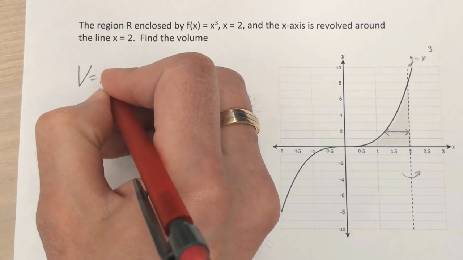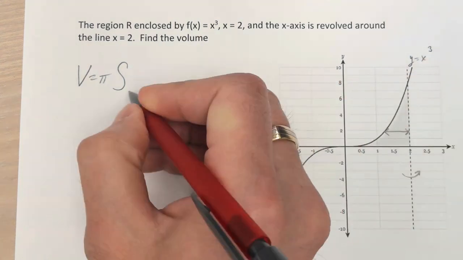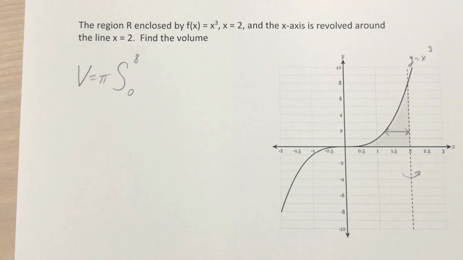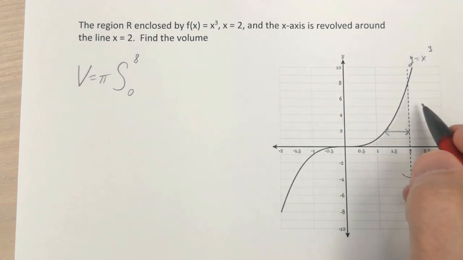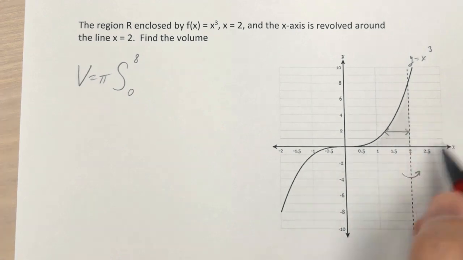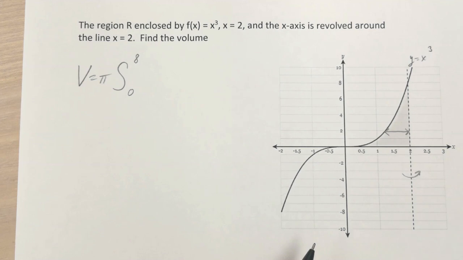So my volume is going to be pi integral. It's going to slide up and down, remember. Remember, those are y's, so it's going to slide from 0 up to 8. And then it's going to be, again, the length of the double arrow here. Because if I revolve it around here, you can see it's going to be a disc, some kind of a cone type shape here.